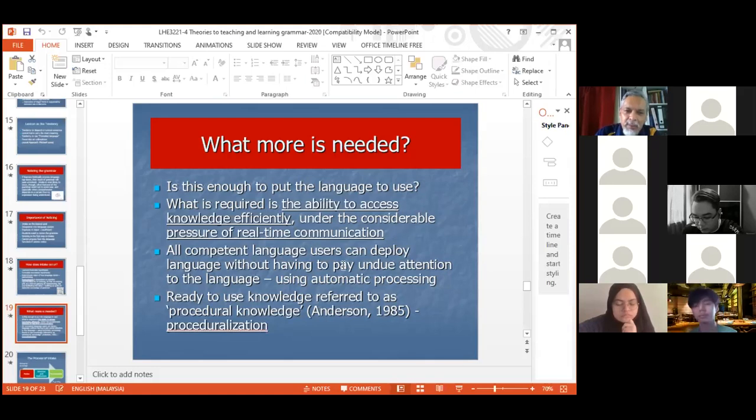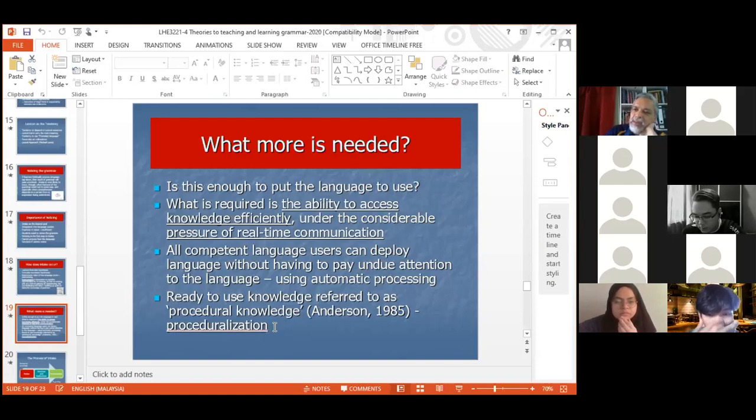Okay, so all competent language users can deploy language without having to pay undue attention to the language. If you're using the language and you're paying so much attention to what should I say, how should I say it, in the end you're not going to be able to use the language at all, or you're going to sound very artificial, or very slow in speaking. So what we need is, for competent language users, they need to be using it automatically. And this is what we refer to as proceduralization or procedural knowledge.